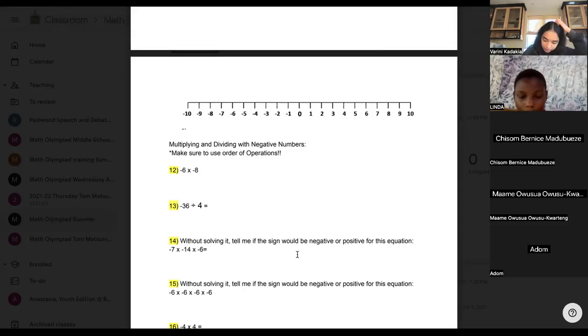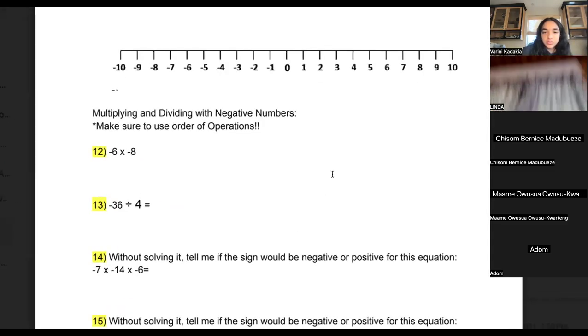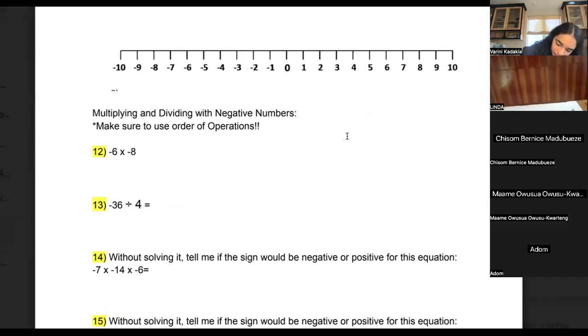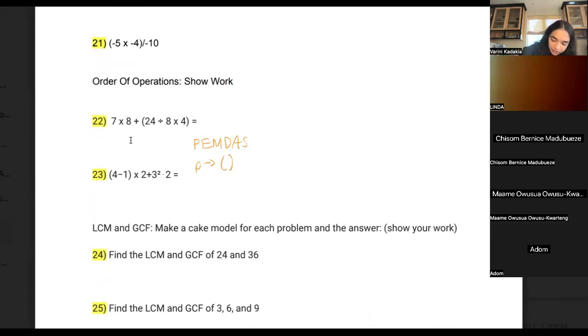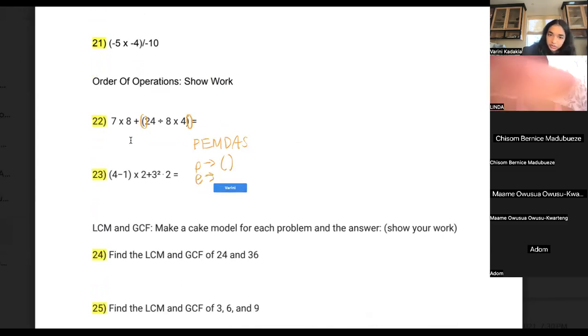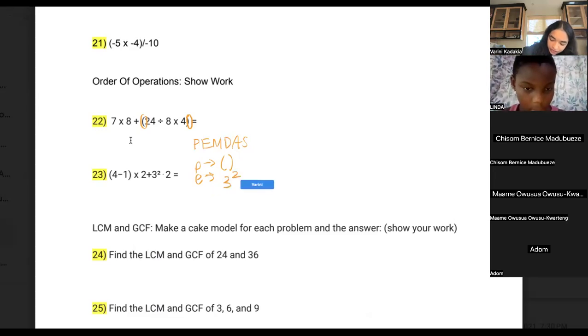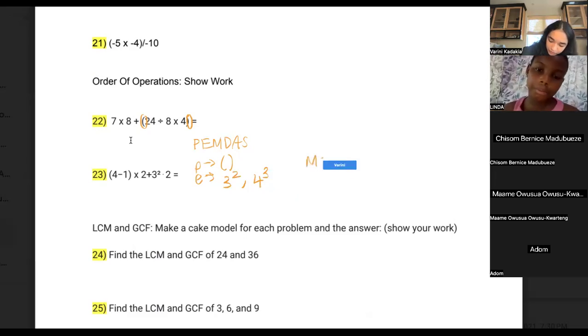If you guys remember PEMDAS, that's what we talked about last class. PEMDAS is the order of operations we use. P stands for parentheses, like if you look down here, these are parentheses. The E stands for exponents, so that'd be like 3 squared, 4 cubed, stuff like that. The M stands for multiplication.